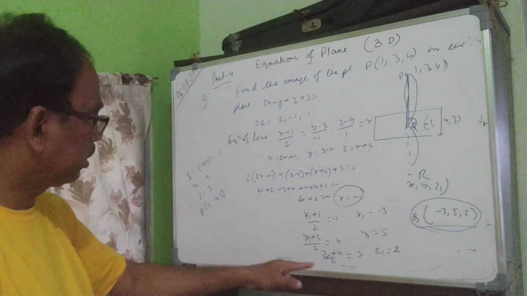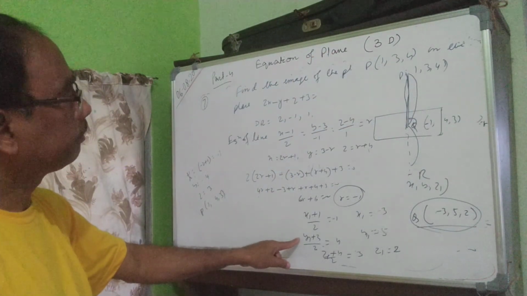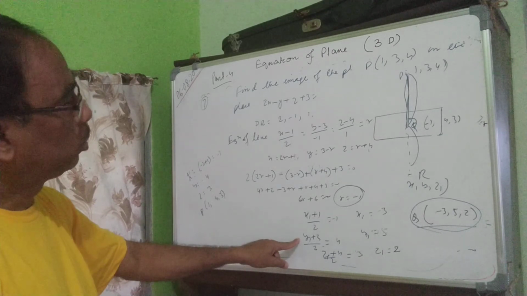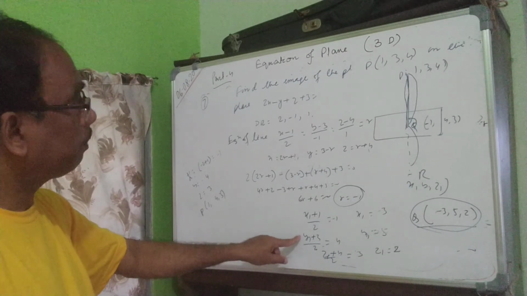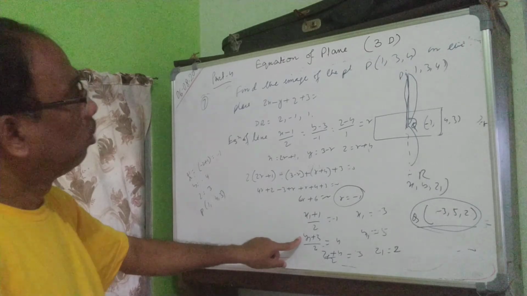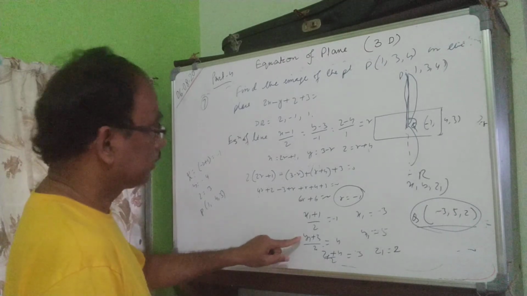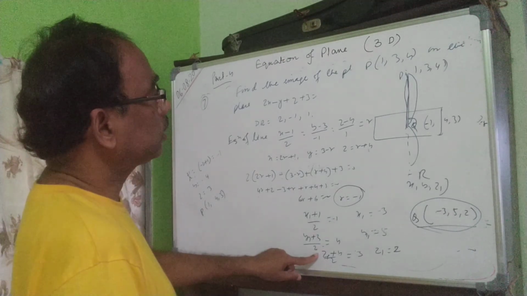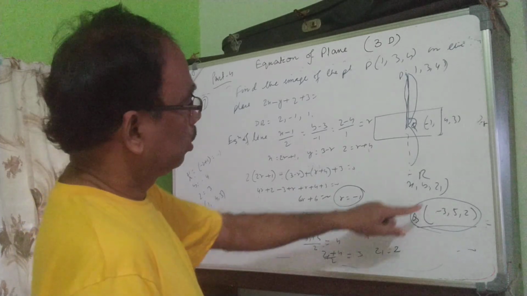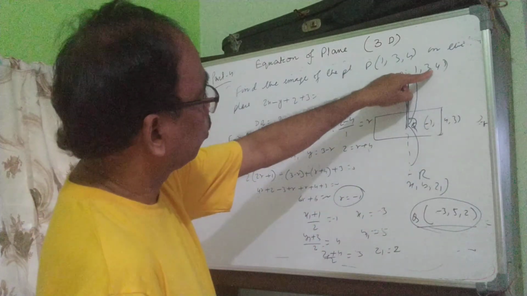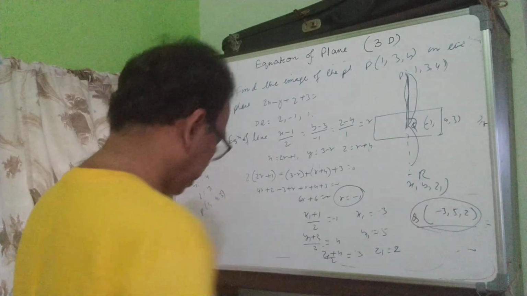Here also, I think, it is wrong. y1 plus 3. z1 plus 4, it is 2 plus 4, 6. And this is correct. Okay.